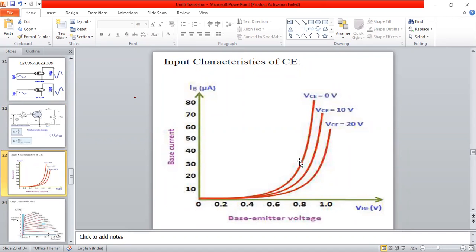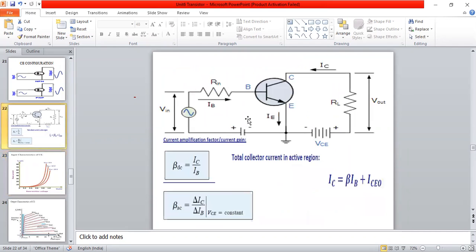See here, if the value is 0 here now, at this point, this output is 0. We have not given any supply here, but the base supply with respect to the emitter is given. So emitter current is the output here now. We are considering only the base as the input.